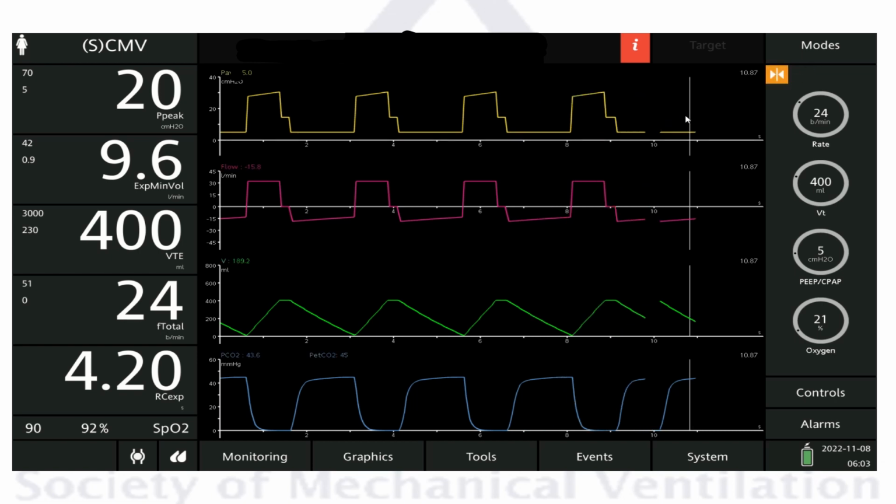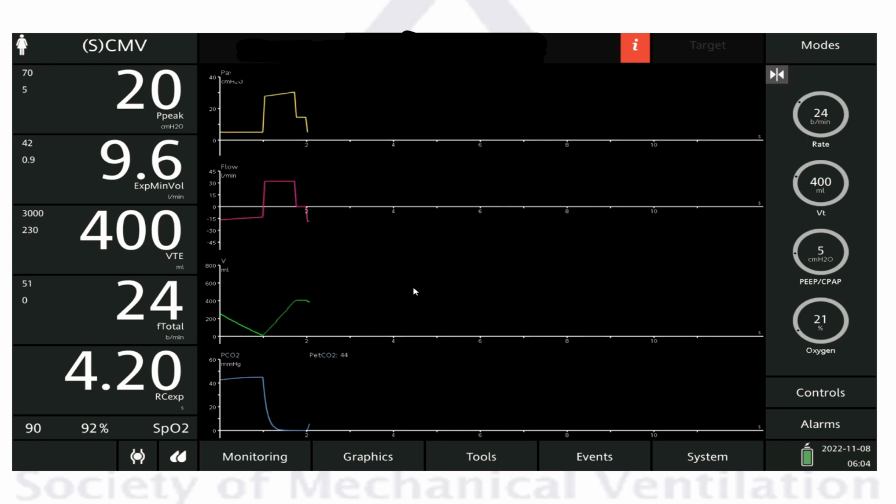If we put a pause here to see what's the plateau, you have a plateau of 14 and a peak inspiratory pressure of about 30. So the difference is almost 15 with a flow of almost 30. So the resistance will be peak 30 minus plateau 15. That's 15 over 30 liters per minute, which is 0.5 liter per second. So resistance becomes 30. So that's quickly.